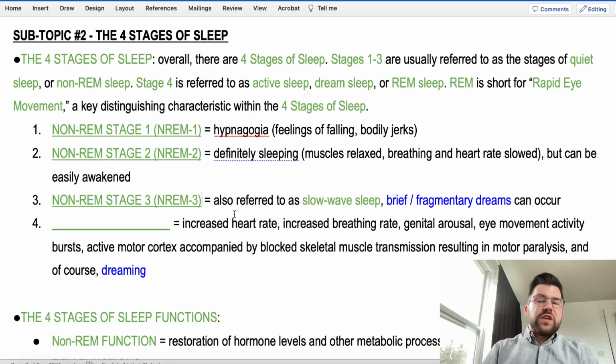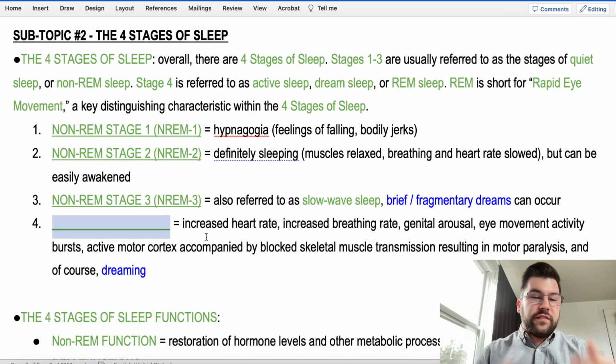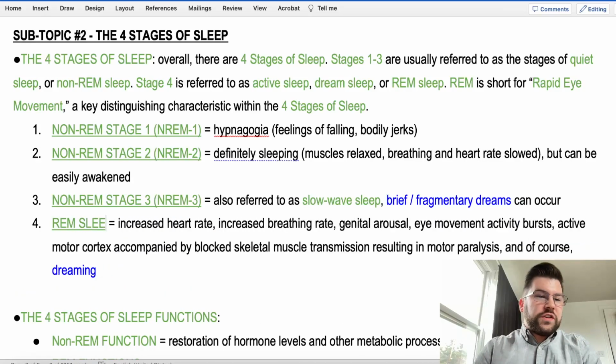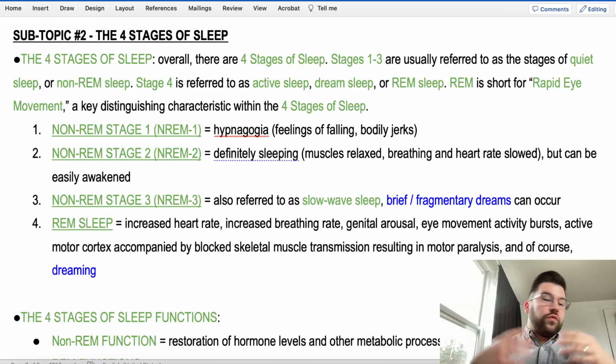This is where dreams could start to occur, right? They're probably going to be really brief, really fragmented. You probably won't remember them as well. If you wake up and you're remembering your dreams, that usually means that you're coming out of stage 4, which we really just refer to as REM sleep. That is stage 4, that is REM sleep, the rapid eye movement sleep.